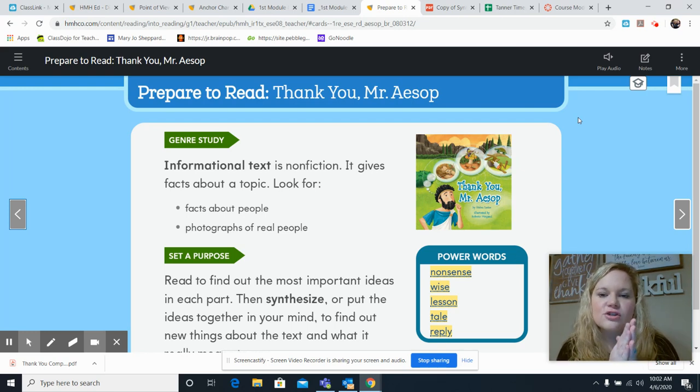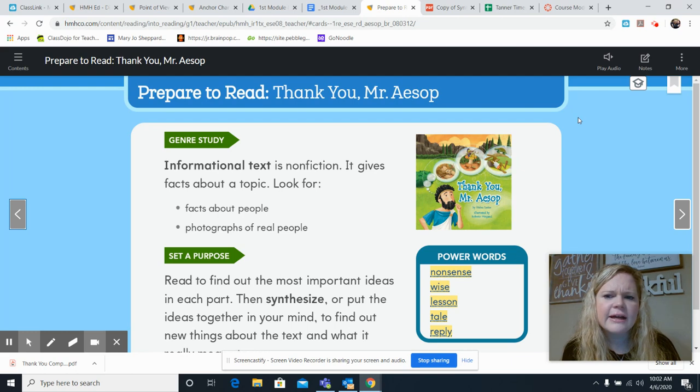And today, our story, does it look like it's going to be fiction or nonfiction? Just take a look there at the picture of the cover. Does it look like it's going to be fiction or nonfiction? This one, the cover can kind of trick you a little bit. This is actually going to be an informational text, so it's going to be nonfiction.